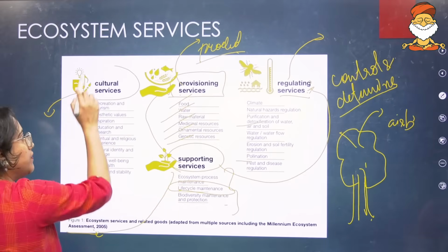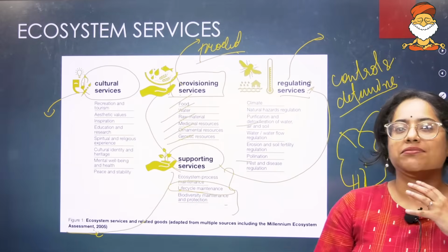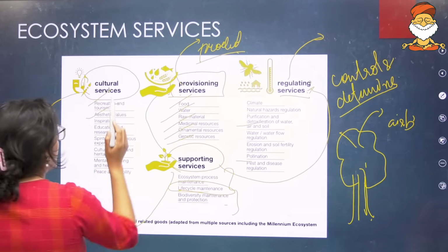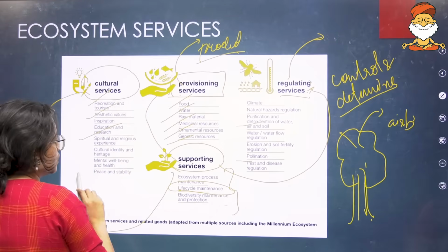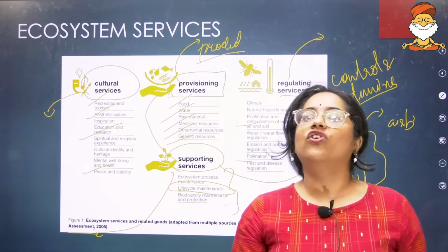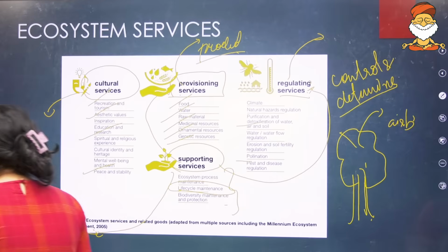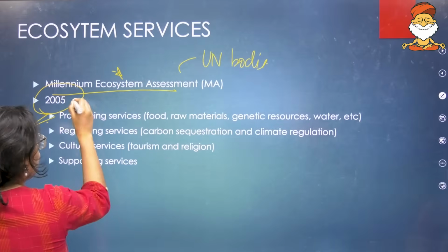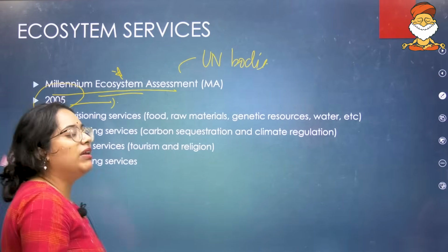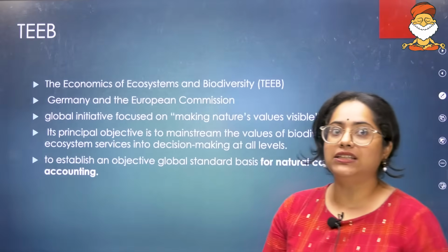Then finally, you have a set of services called cultural services. Cultural services are something that's very, very intangible: recreation, tourism, aesthetic values, education, research, peace, sustainability, mental well-being. All of these things are given from our ecosystem. The way we were able to categorize it into all of these four different kinds of functions was done by the Millennium Ecosystem Assessment. I hope ecosystem services are clear.